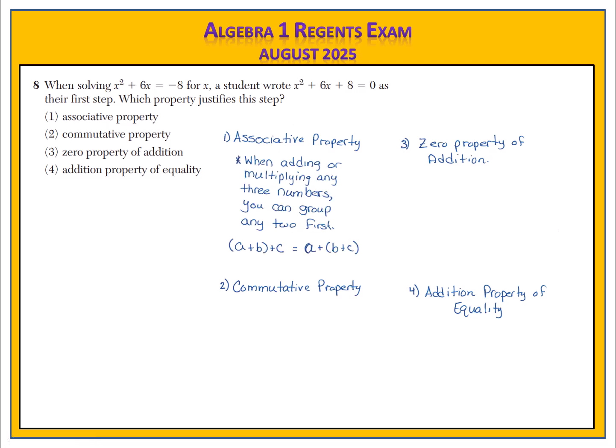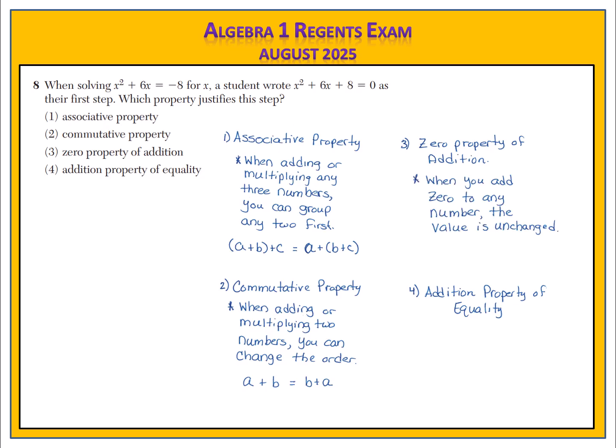The associative property says that when adding or multiplying any 3 numbers, you can group any 2 of them together first. The commutative property says when adding or multiplying numbers, you can change their order. The zero property of addition says that when you add 0 to any number, the value is unchanged. And the addition property of equality says that you can add the same amount to both sides of an equation.